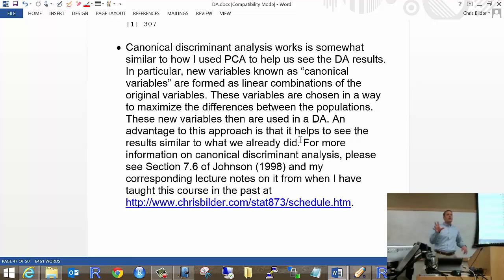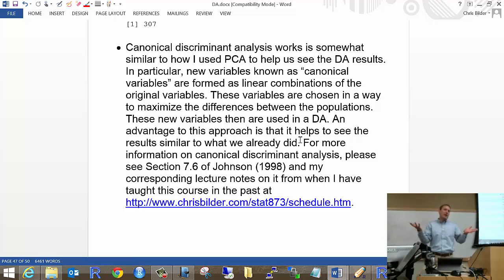With canonical discriminant analysis, first of all, you form what are called canonical variables. These canonical variables are very much like principal components in that the goal is to reduce the dimensionality of your data. But they're chosen in a way to maximize the differences between the different populations. Once you get these canonical variables, you get their scores, and then you apply regular old discriminant analysis to it. The advantage of this method is that since you're dealing with a lower number of variables, you can view what's happening with your data a little bit easier than what we have done.